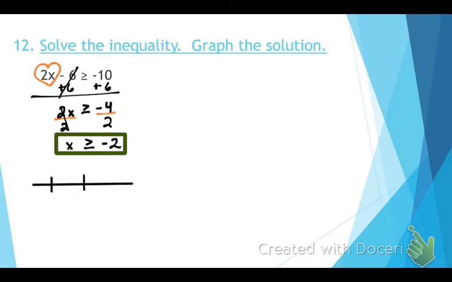Now let's talk about our number line. What goes in the middle? -2. What's one smaller? -3. What's one bigger? -1. Open or closed circle? Closed. Which way should the arrow go? To the right, because all solutions are greater than -2.